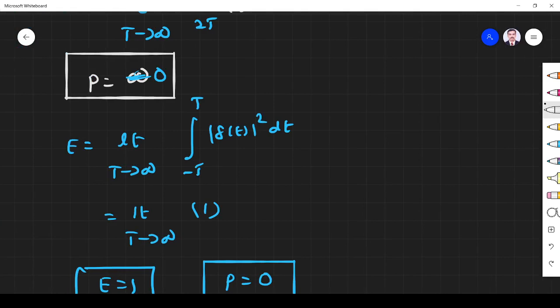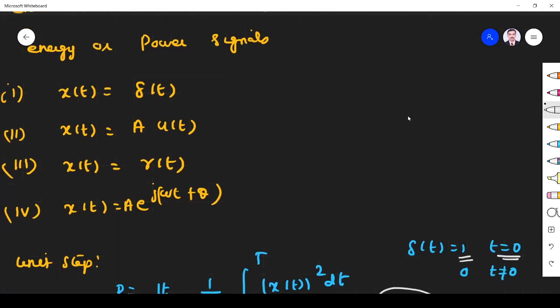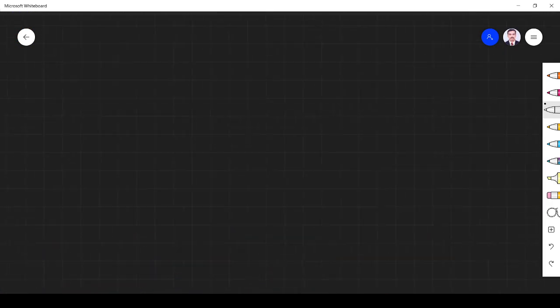Next we see what the fourth problem is. Okay, what is the fourth problem? X of t is equal to a complex exponential. Let us do that. So what will happen to the complex exponential? Let me do this. X of t is equal to A into e power j omega t plus theta. This is what I have given.